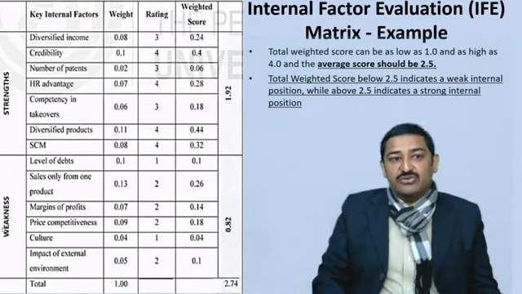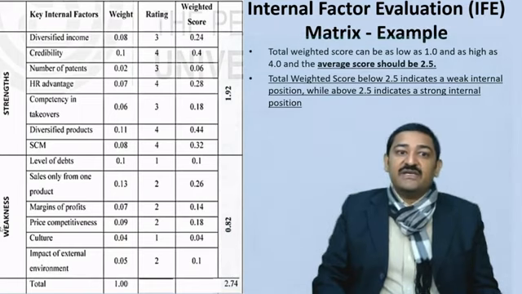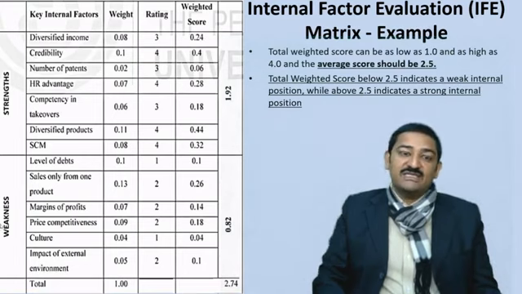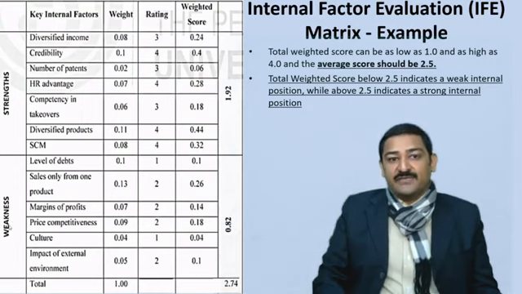In step number 2, the weight has been assigned between 0 to 1 to each factor, and in step number 3, a rating has been assigned in a range of 1 to 4. In step number 4, the weighted score has been calculated, which is the multiplication of weight by the rating. Based on that, the last step is to compute the sum of the total weighted score.